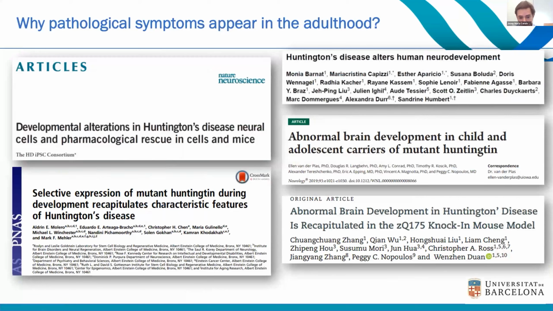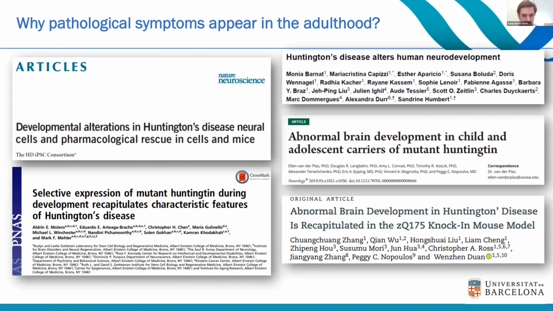However, it is clear that this is a neurodevelopmental disorder. The symptoms appear postnatally, perhaps very young at pediatric stages in some cases, but in most of the cases, they appear in adulthood. But it is very strange that these symptoms appear so late, because the mutation is there from the very beginning. So why do these symptoms appear so late in the development?